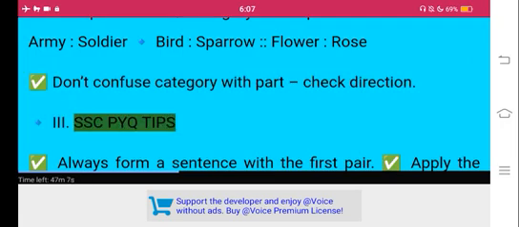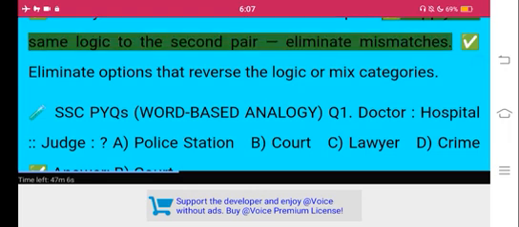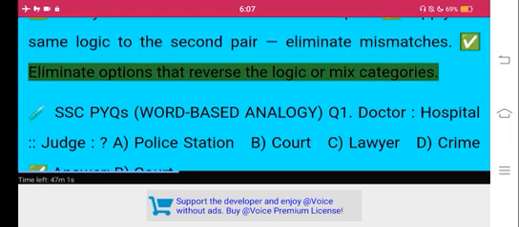SSC PYQ tips. Always form a sentence with the first pair. Apply the same logic to the second pair and eliminate mismatches. Eliminate options that reverse the logic or mix categories.